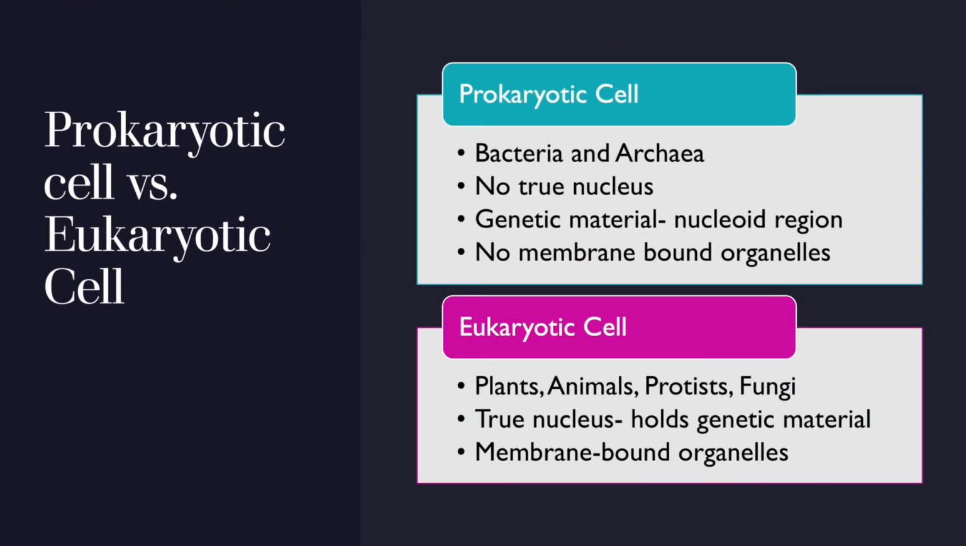Now let's talk about the difference between a prokaryotic and a eukaryotic cell. A prokaryotic cell is only found in bacteria and archaea. They do not have a true nucleus, nor do they have a nuclear envelope, which is the membrane surrounding the nucleus. So, their genetic material is held in a region called the nucleoid. They also do not have membrane-bound organelles.